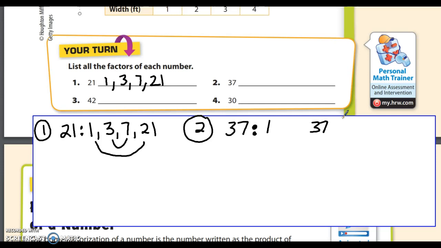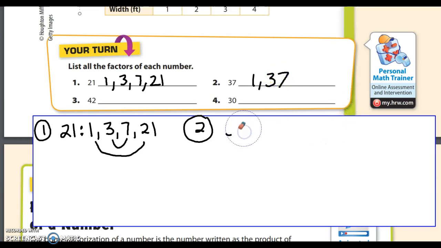5 doesn't because it ends in a 7. 7 doesn't because 7 times 5 is 35. It's close, but it's not. 9 doesn't. And eventually we come to a point where we realize that there are no other numbers that go into 37. There are only 2 factors. It's 1 and 37. And that makes this a special kind of number.